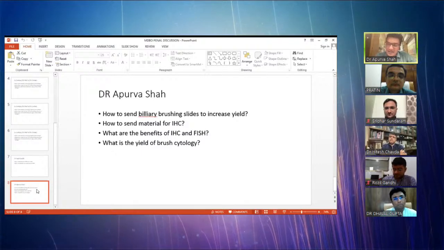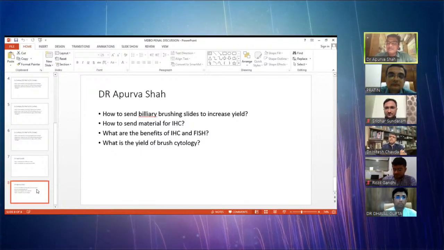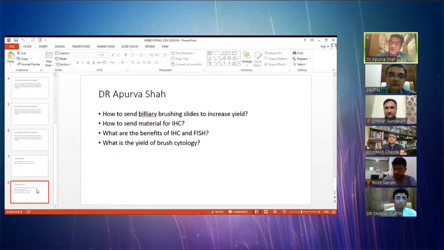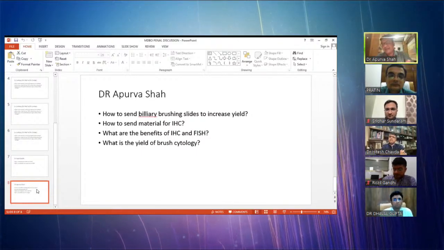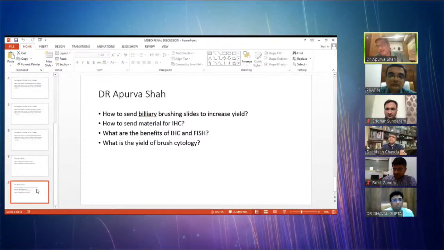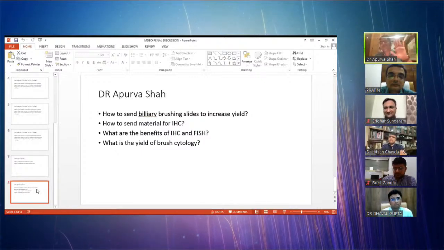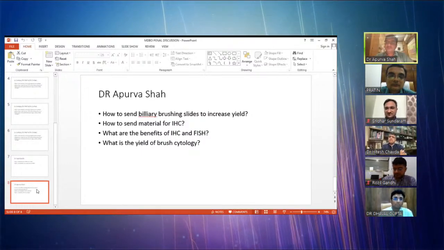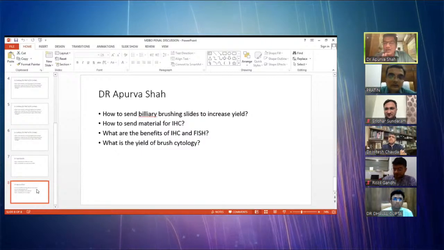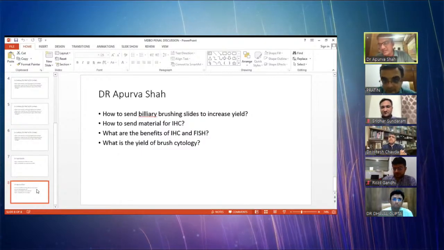There are certain IHC markers like DPC4 or CD10 loss or tumor suppressor gene p53 overexpression. So this can help in establishing the diagnosis, but you have to put everything together: clinical, imaging, cytology diagnosis and immunohistochemical findings all together. But these are not routinely used actually. IHC and FISH are not routinely used, I think, anywhere in India.